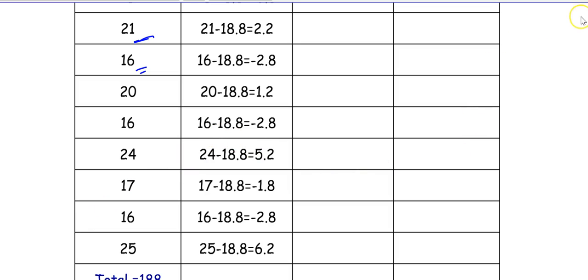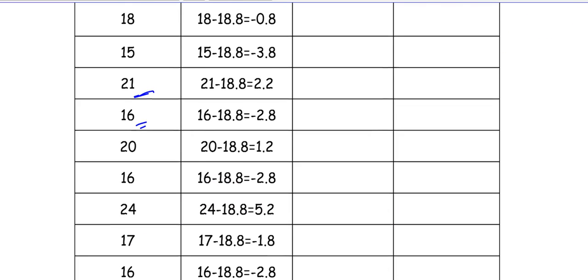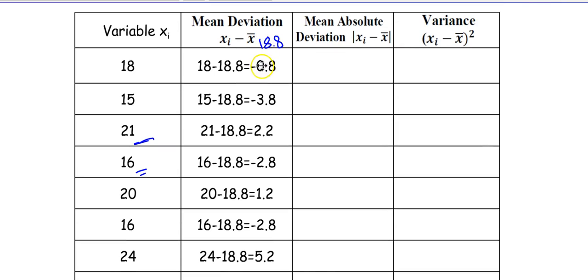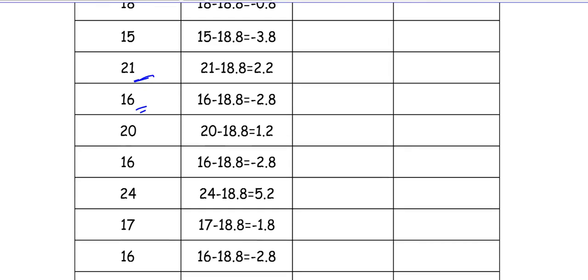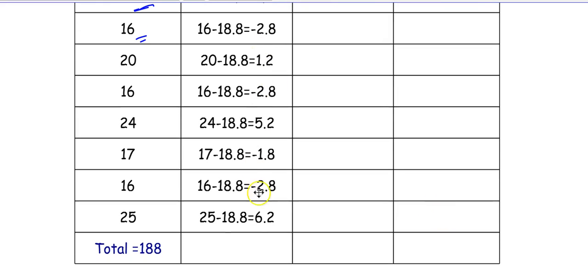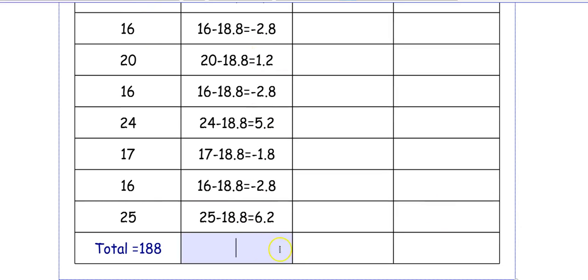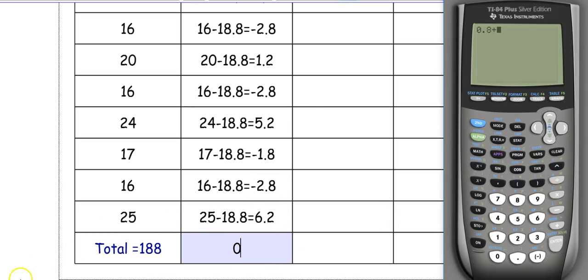After obtaining the differences between xi and x bar, negative 0.8, negative 3.8, and so on, all these 10 numbers, we have to add. On adding these differences, the total must be equal to 0. If it is not equal to 0, we made an error somewhere, so we have to go back and verify. So let us verify by entering these values in the calculator.